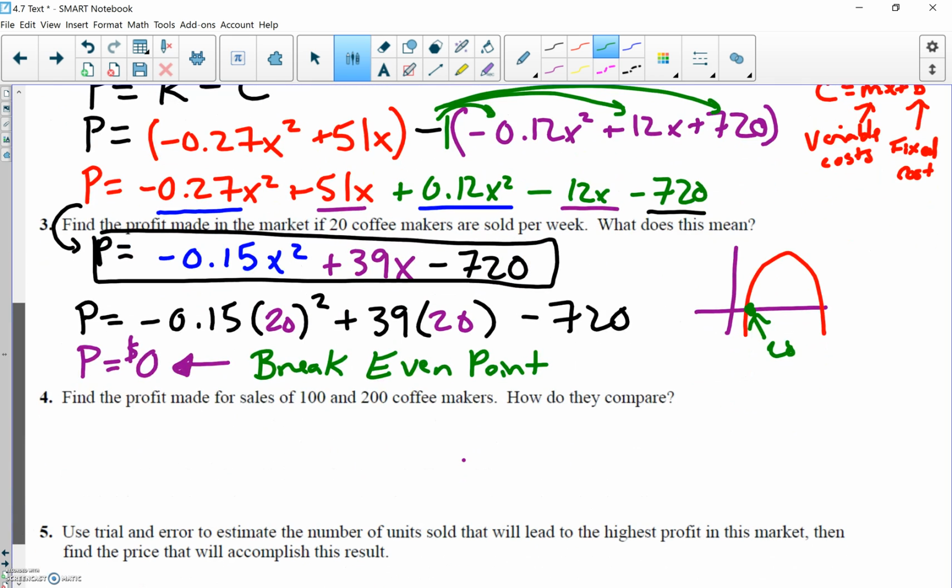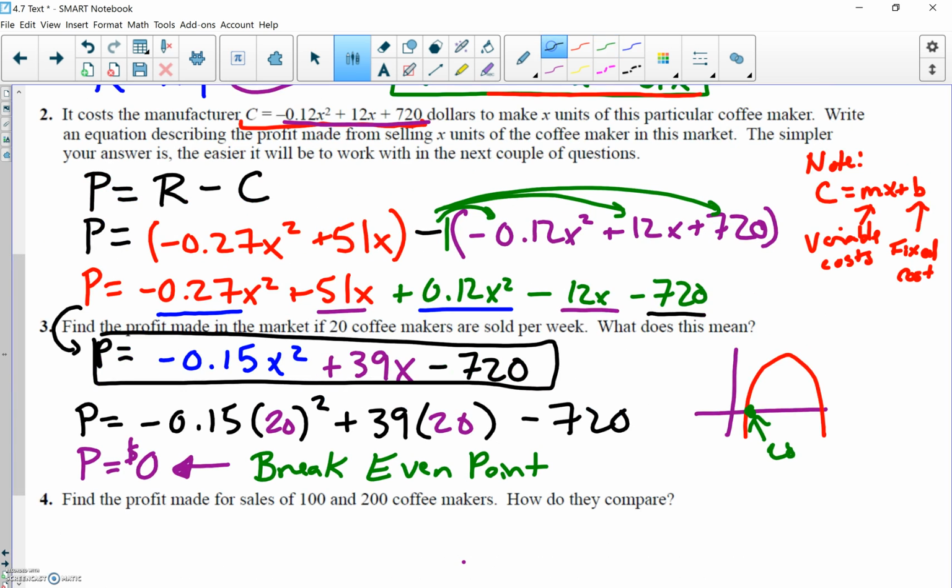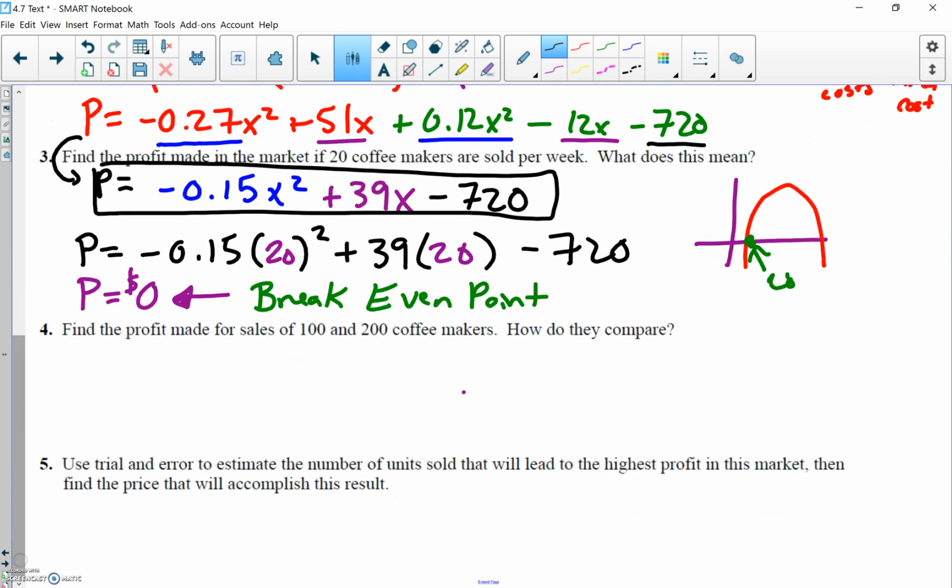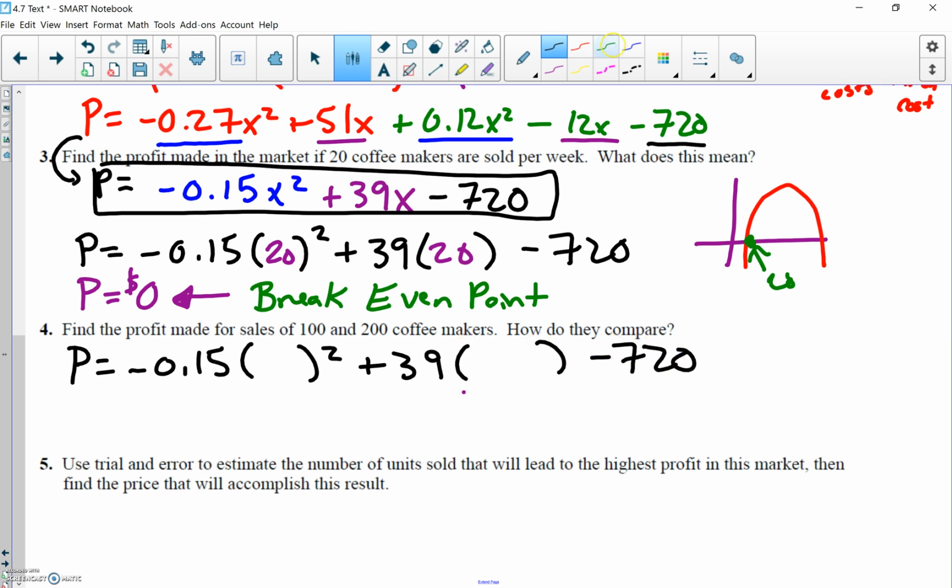In 4, they want us to, again, look at our profit equation and calculate it now for 100 and 200 coffee makers. So taking my same equation, replacing X first with 100, and then we'll also replace it with 200. So first, if I replace it with 100, and again, just type it in kind of like you see it into your calculator, that would get me an end result of $1,680. So that would be my profit for selling those 100 coffee makers.